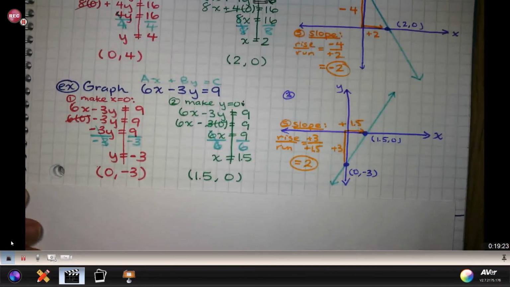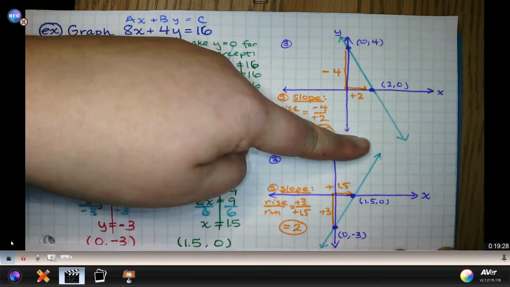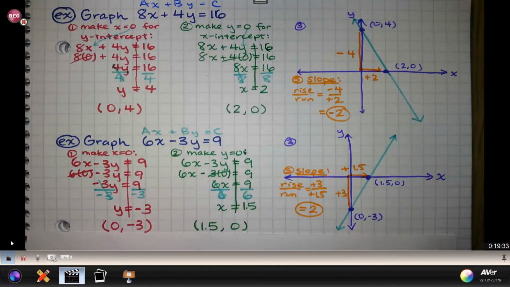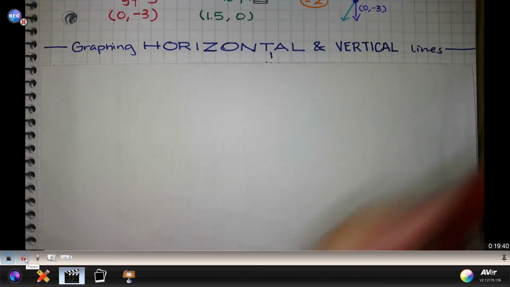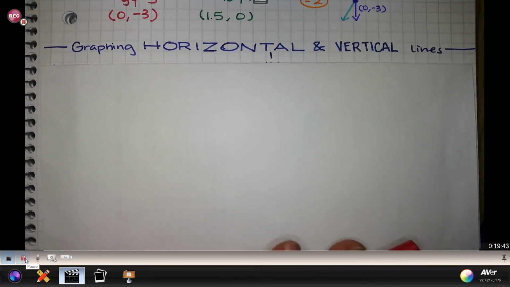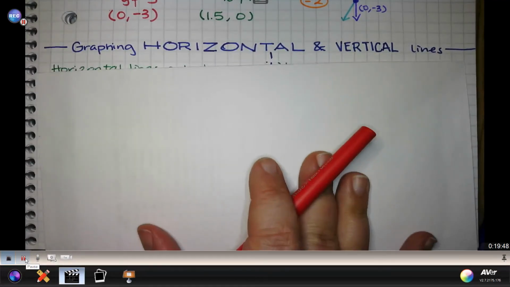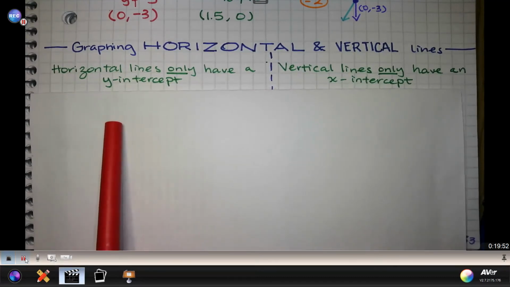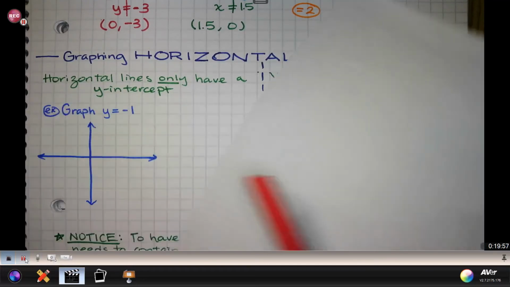So notice here, again, tying back to last week, this slope is negative, and this line is falling from left to right. This slope is positive, and the slope is increasing, or rising from left to right. Okay? So now we just have one more section. Okay, as I told you last time, we would be looping back to vertical and horizontal. So graphing horizontal and vertical lines. So firstly, something to know is that horizontal lines will only have a y-intercept and vertical lines will only have an x-intercept.